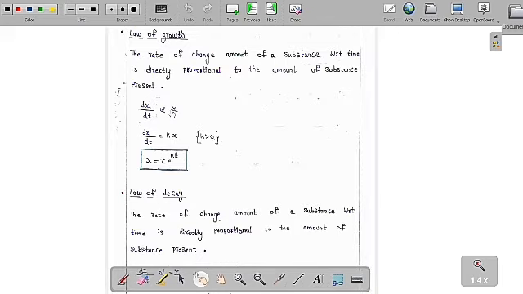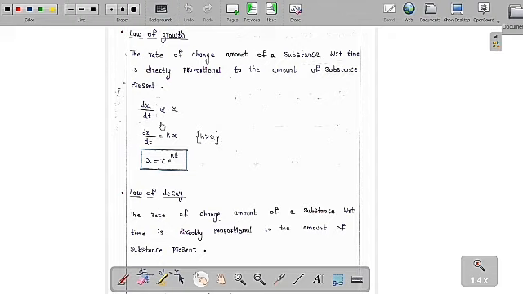Now we are going to learn about the other thing, which is the law of growth. The law of growth and the law of decay we are going to study now. The rate of change of the amount of a substance with respect to time is directly proportional to the amount of substance present. Means the rate of change of a substance is directly proportional to the substance itself.